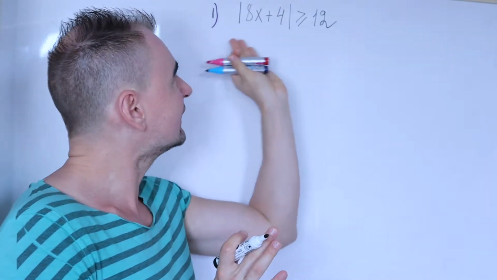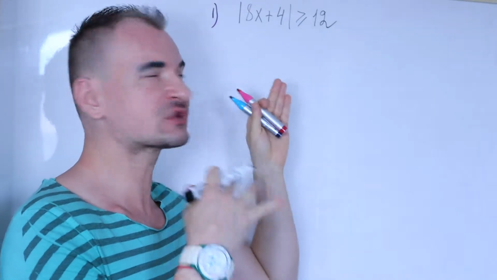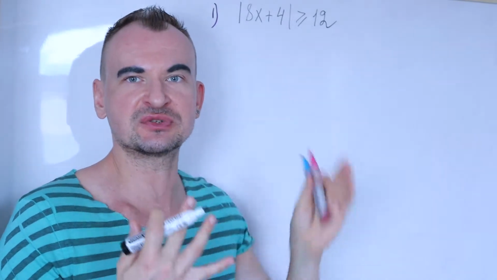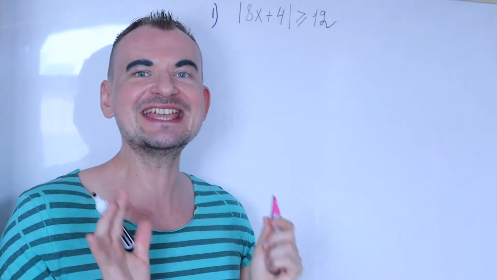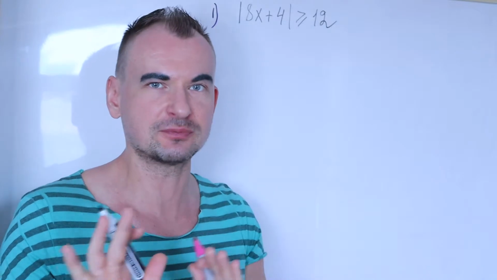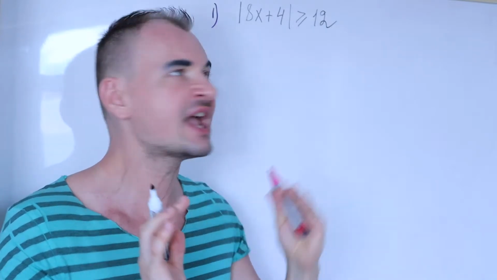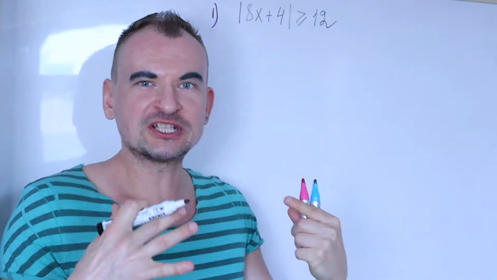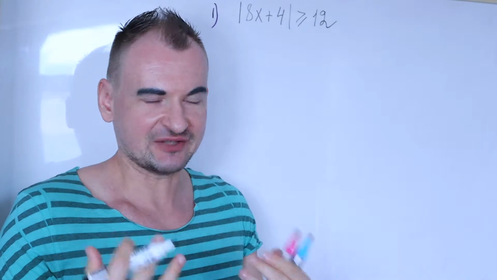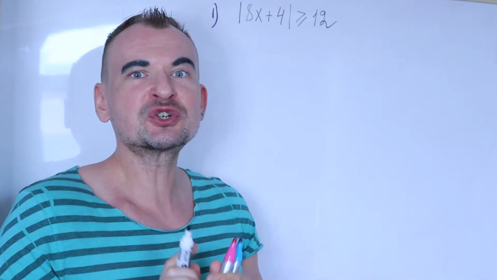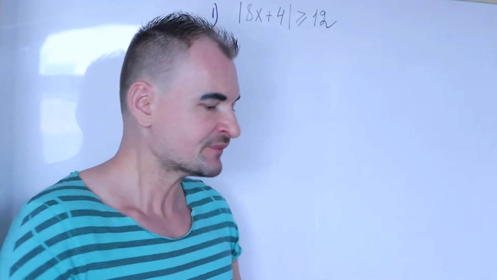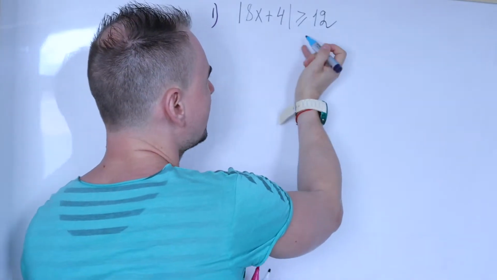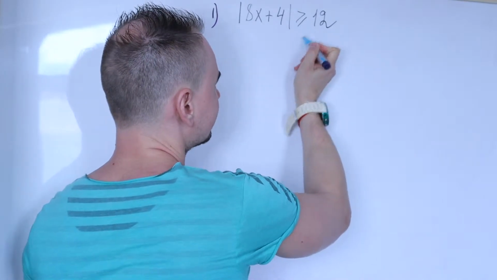Say we're given something like this: absolute value bars or modulus of 8x plus 4 greater than or equal to 12. Well, the idea is the absolute value bars can be dropped off by taking whatever you have inside of your absolute value bars with positive or negative sign. Well, I will show you what I mean by this. So all you need to do is just simply split up your inequality into two.